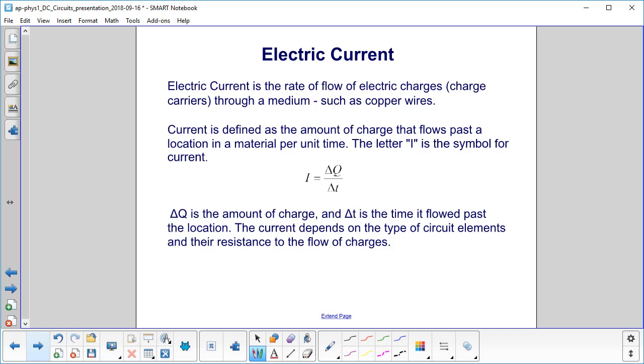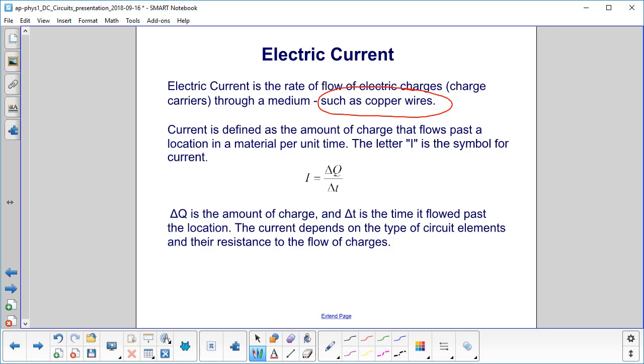First, let's define electric current. We've talked about it in the previous slides, but now let's define it. Electric current is the rate of flow of electric charges or charge carriers through a medium. And what's a medium? Well, we're going to use copper wires. Those are the wires that are in your wall in your house, and also the wires that lead from the wall into various equipment such as lighting fixtures, vacuum cleaners, stereos, etc.